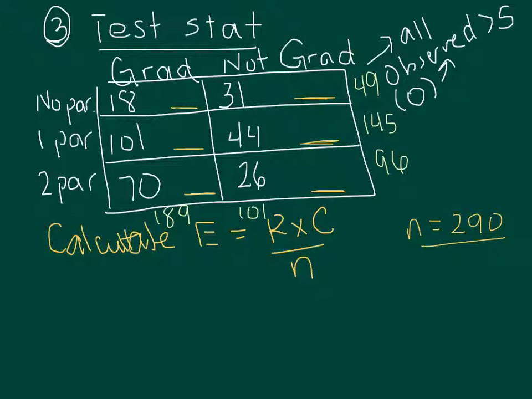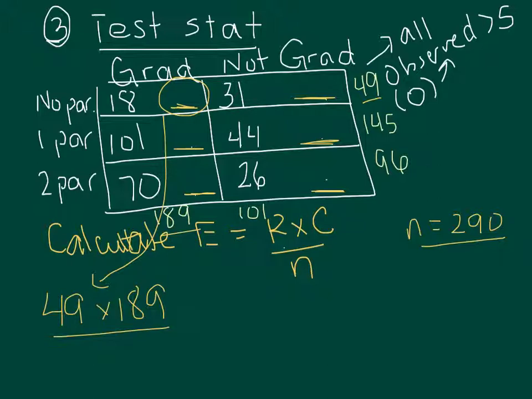So we're going to calculate that E number for each of these 6 blocks, one for each of the different blocks. For this block, we're going to take the row, which is 49. I'm going to talk about this block here first. That's going to be 49 times 189, where 49 is the row and 189 is the column, and I'm going to divide that by n, which is 290. If I do all that, I get 31.93. So this becomes 31.93. I'm going to do that same thing for every block.